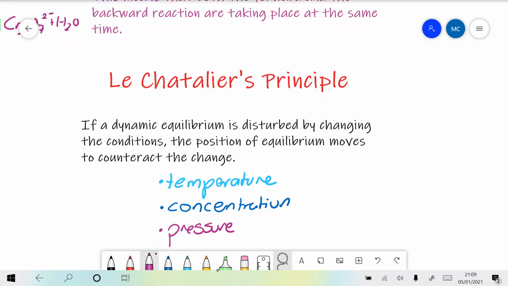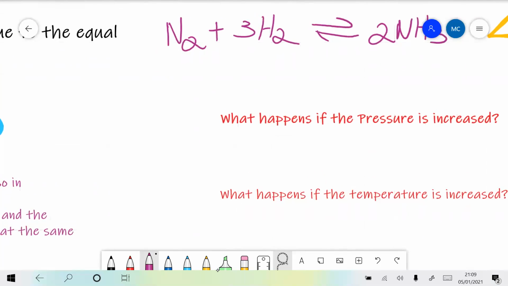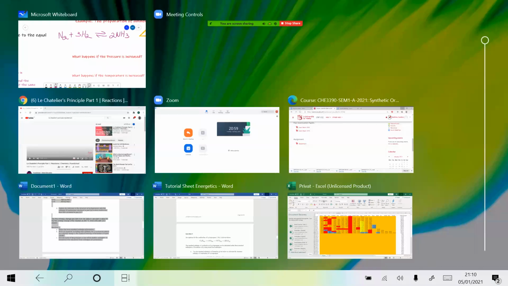If we increase the temperature, the reaction will want to decrease the temperature. If we increase the concentration, the reaction will want to decrease the concentration. If we increase the pressure, the reaction will want to decrease the pressure. So let's see an example of this using ammonia. But prior to that, we are going to watch a short video on Le Chatelier's principle.